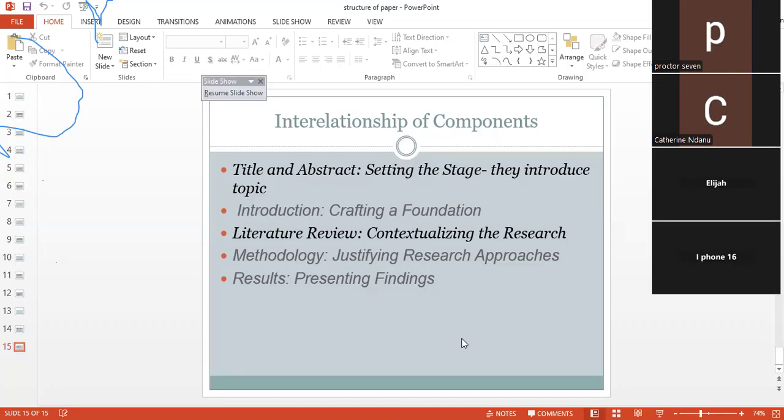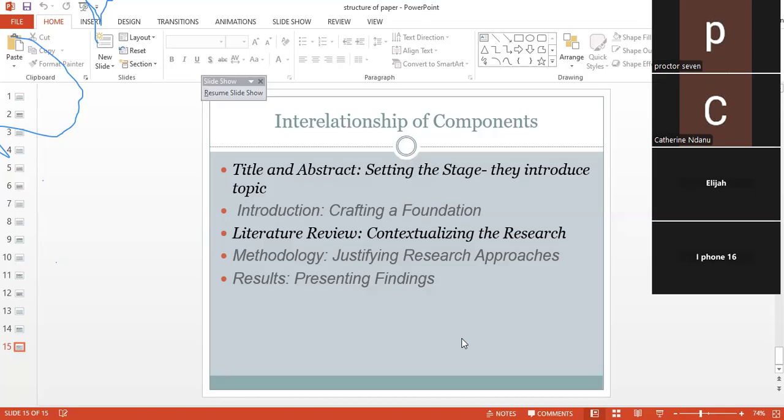And then when you come to the literature review, it is also related to the topic because it gives us the context. It gives us those studies that are related to the topic and those studies that are not related to the topic, to establish the gap. So you can see again, there is a connection between the literature review and the topic. This is what we are calling interrelationships among the components.